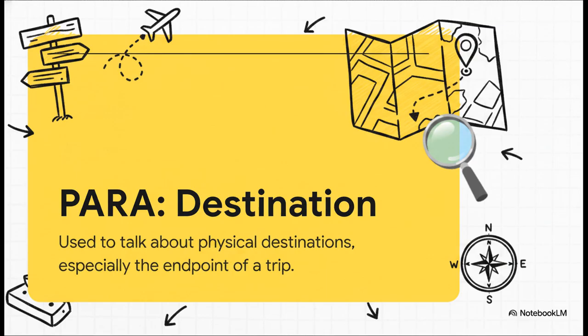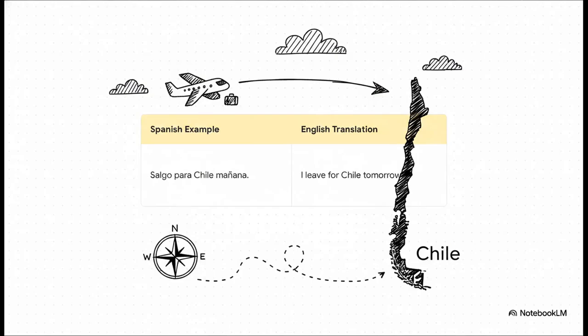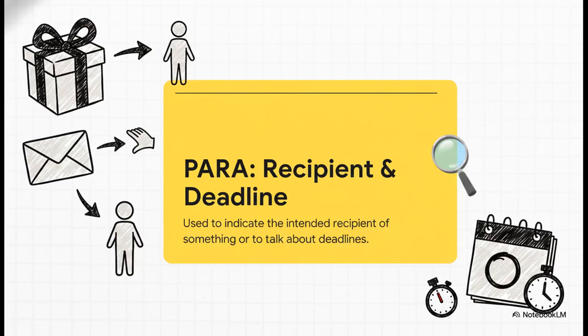It marks that final stop on your map. For instance, salgo para Chile mañana. The direction of travel is toward a final destination, in this case, Chile. We're not talking about moving through it, we're talking about going to it. That's why it's para. Para also points to other kinds of final destinations.